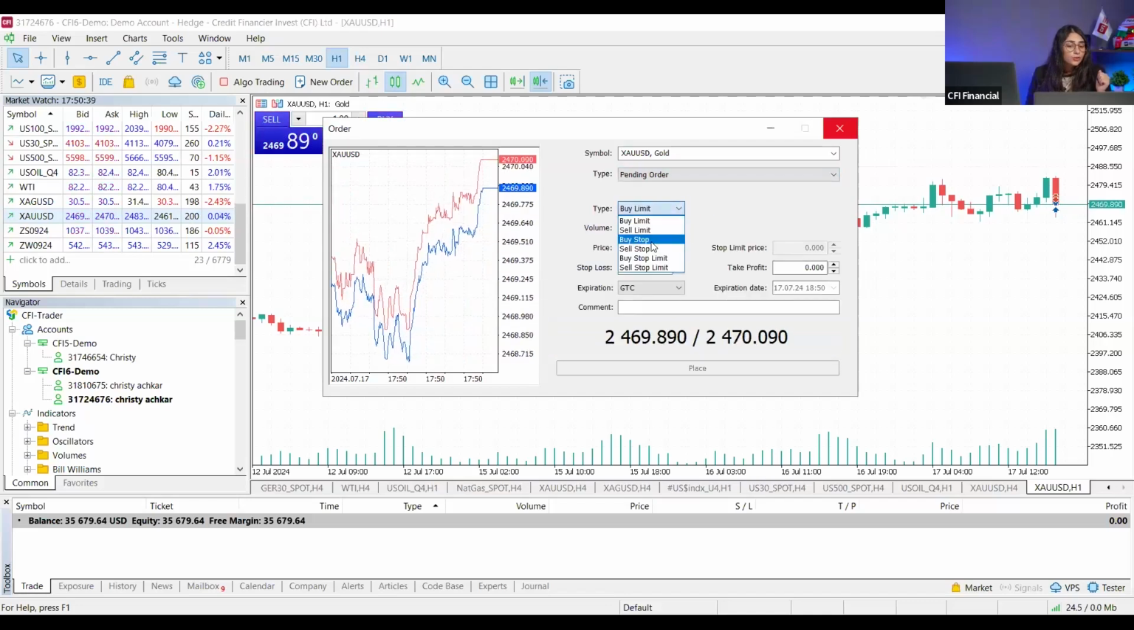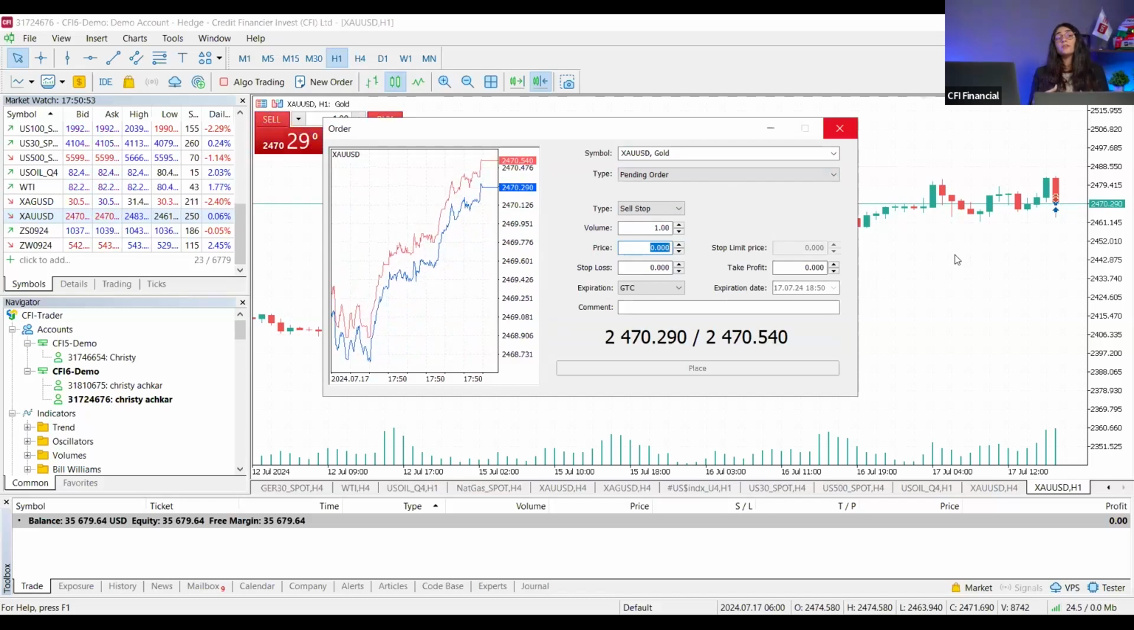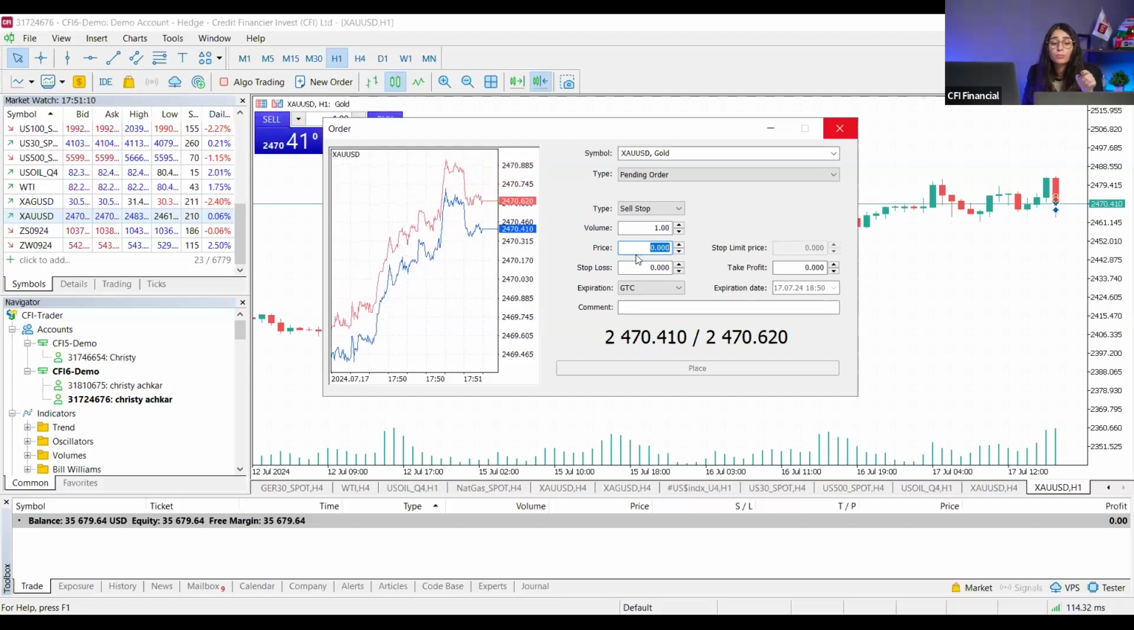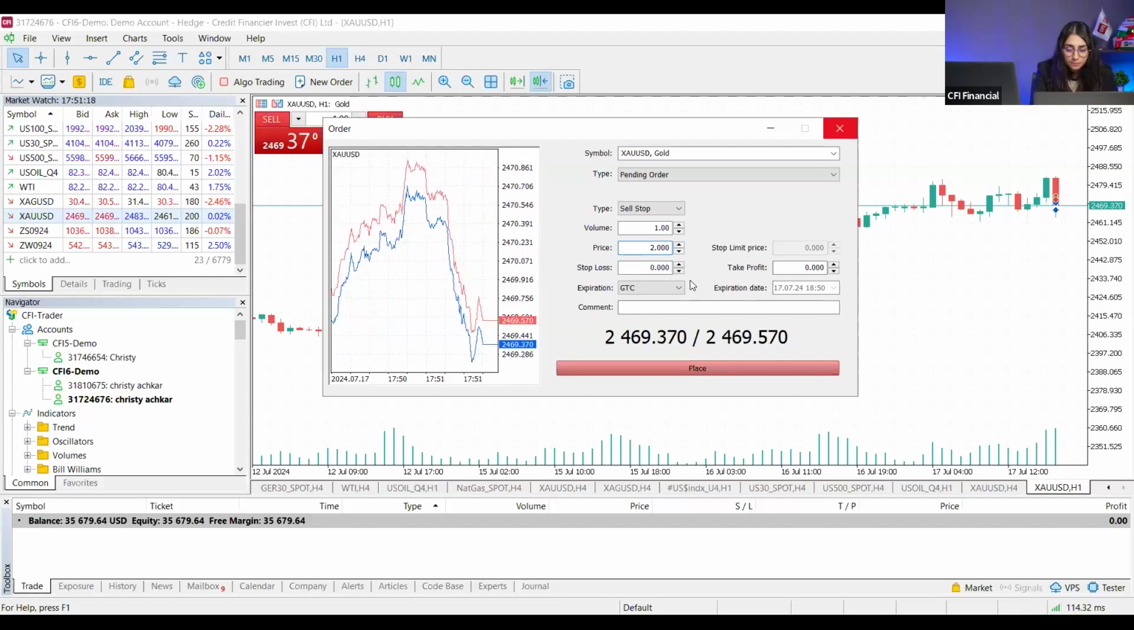The type of pending order I want to do, let's say, is sell stop. I predict in the future that the price is going to drop. As you can see here, the first thing that you need to do is fill in the price. Since I'm entering a sell stop order, that means I predict that the price is going to decrease once it hits a certain price level. When it breaks that level, that's the price that you're going to put in the price section. I'm just giving an example.